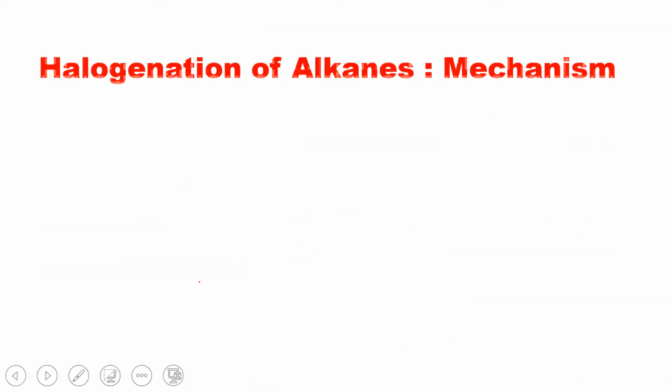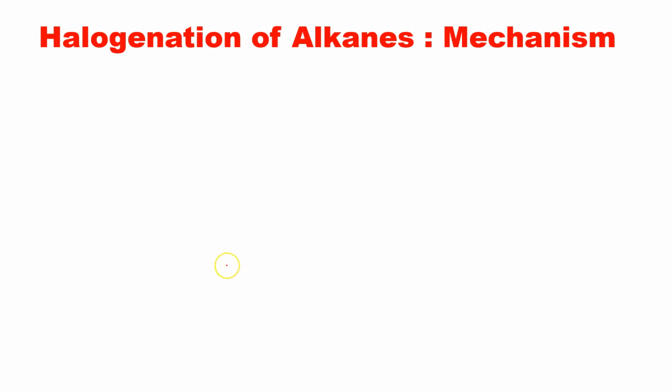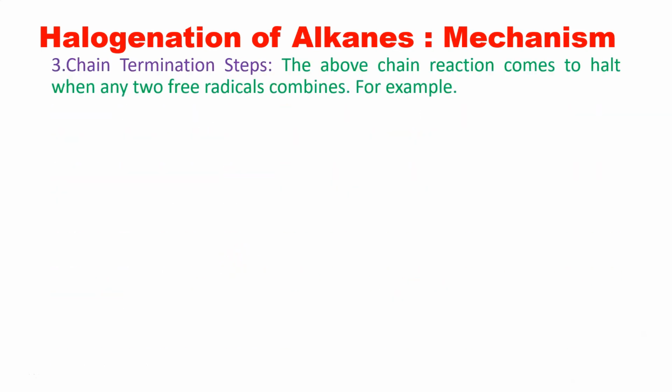Now the third step, the chain termination step. The above chain reaction comes to a halt when any two free radicals combine. For example, let us take the chlorine free radical that was formed in the first step, and also in the second step a chlorine free radical was formed. So they will combine and form Cl2.